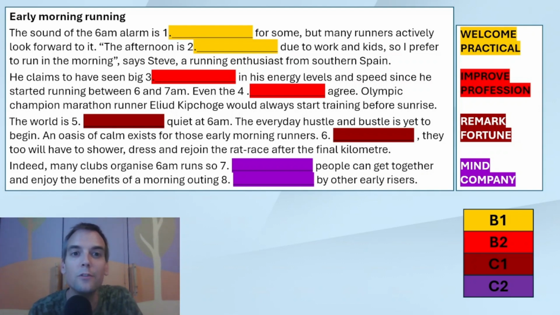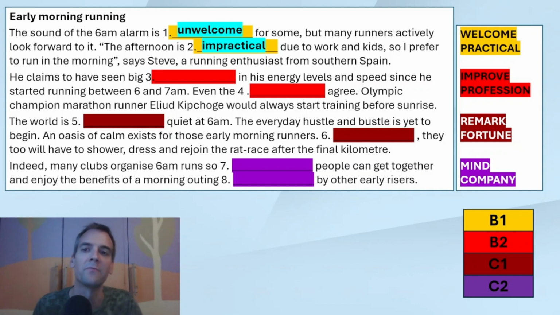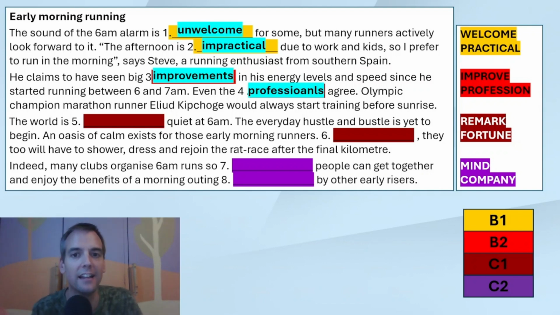Number 1, an alarm would be unwelcome, right? The negative of welcome is unwelcome. And I can't run in the afternoon. It's impractical. The P tells us that we need impractical, as we learned in our first lesson. Number 3, here we're going to have some plurals, aren't we? Be careful with our plurals. I've seen big improvements because there's no article. And the professionals agree.